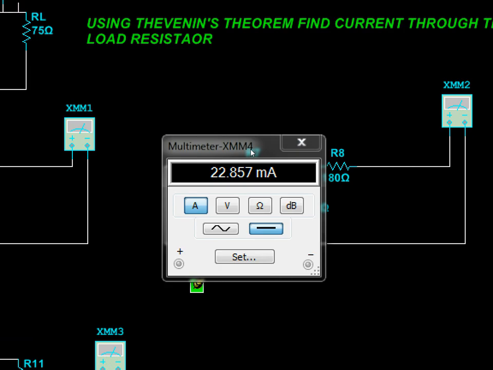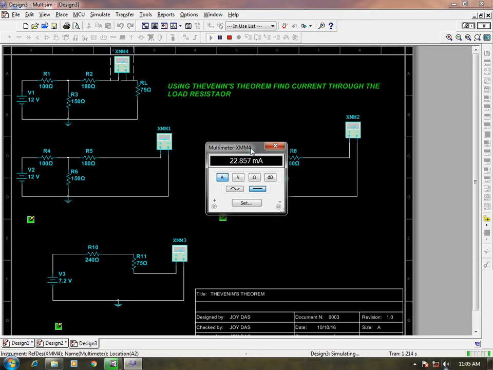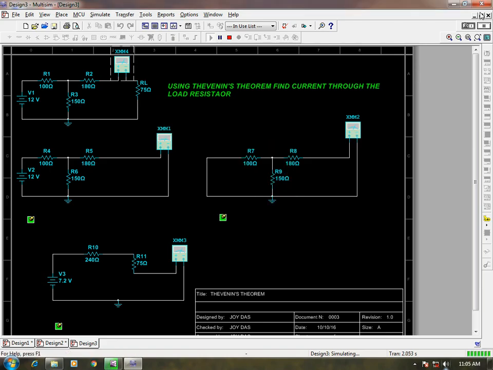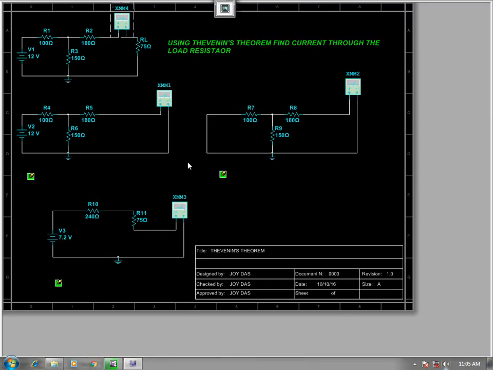Now we are going to use Thevenin's theorem in order to solve this problem. What is Thevenin's theorem? Thevenin's theorem is basically a simple network theorem which is used in networks for simplifying the circuit, and a very popular tool for solving complex network problems.